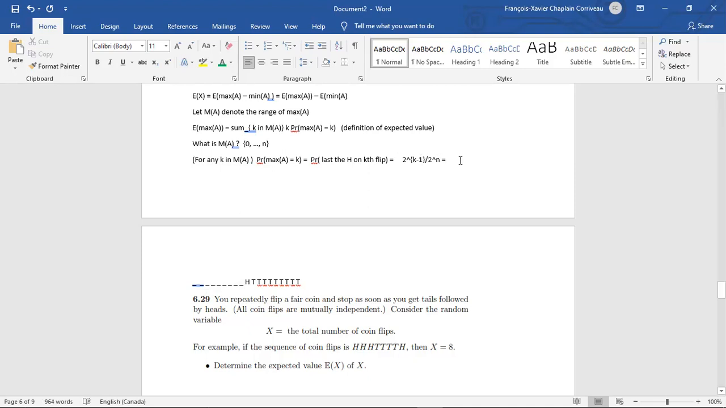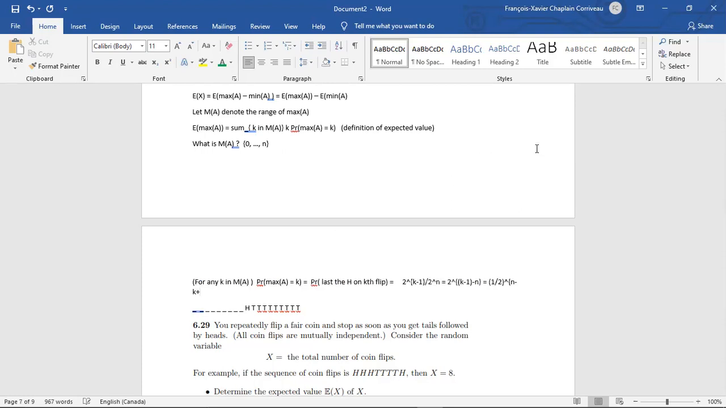And now if you simplify this, this becomes 1 over 2 to the, I'll just simplify it like this first so it doesn't confuse anyone, including myself, k minus 1 minus n, which is equal to 1 over 2 to the n minus k plus 1.